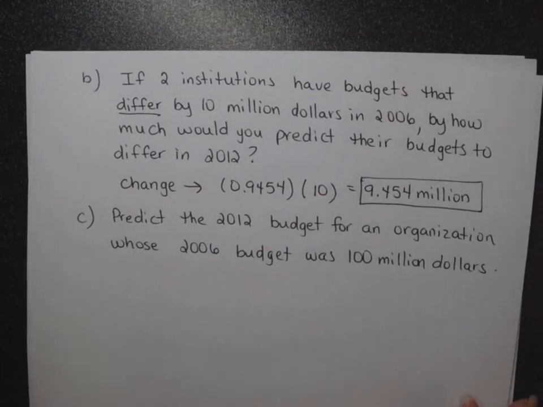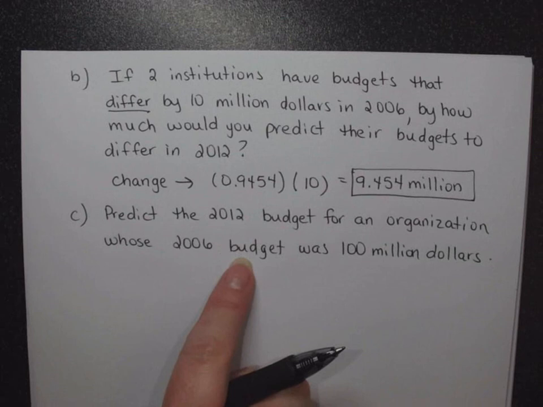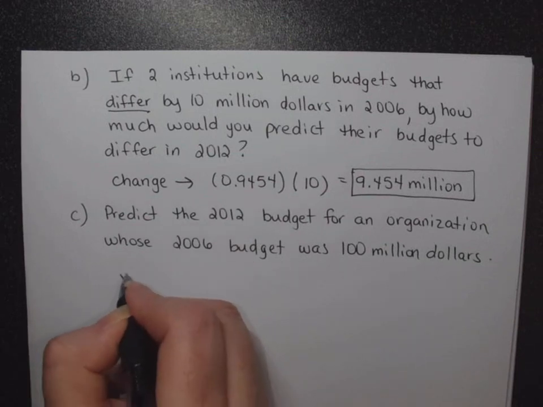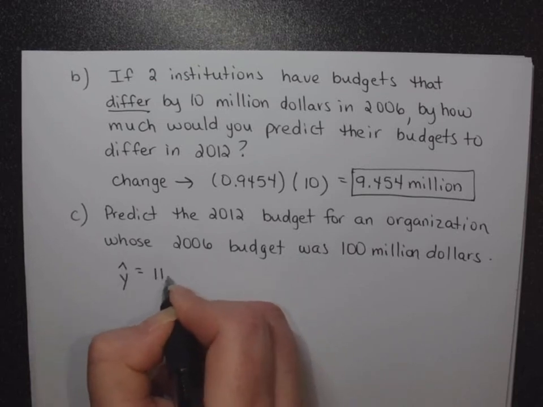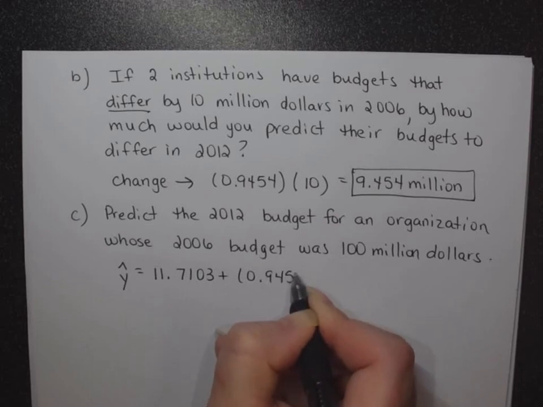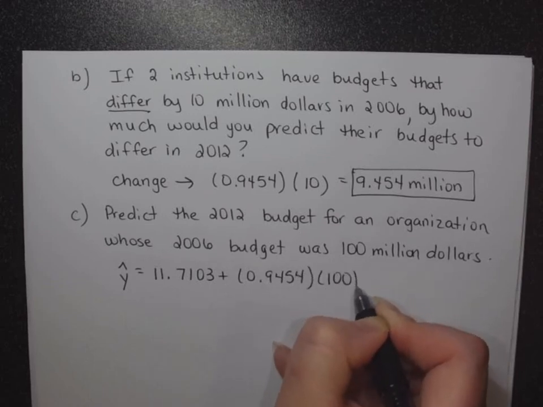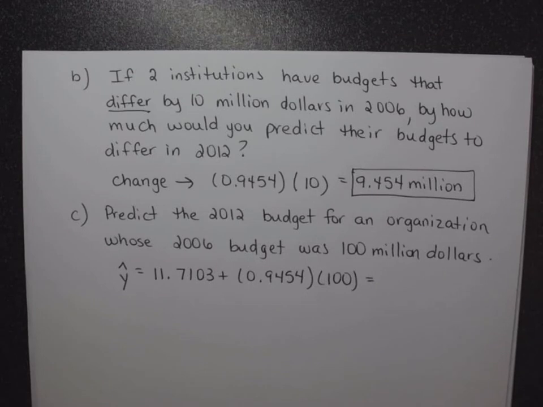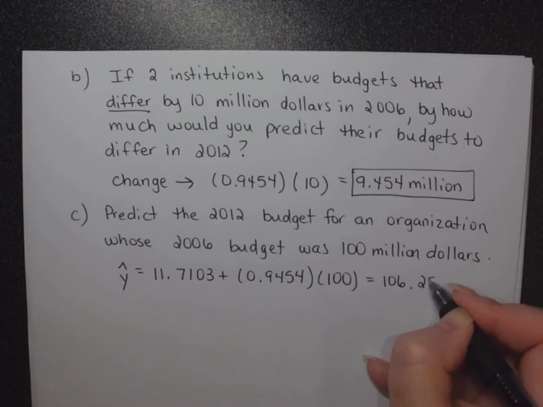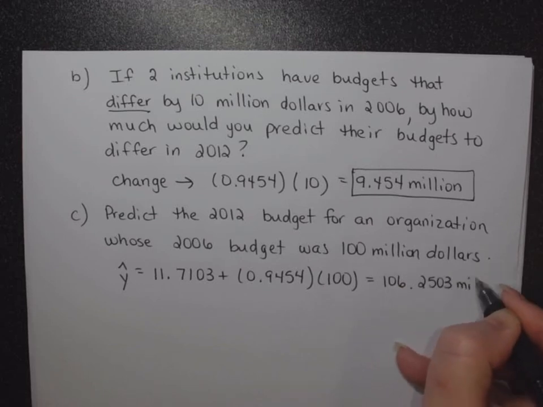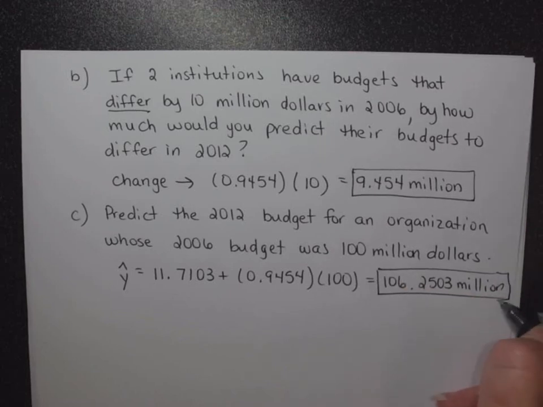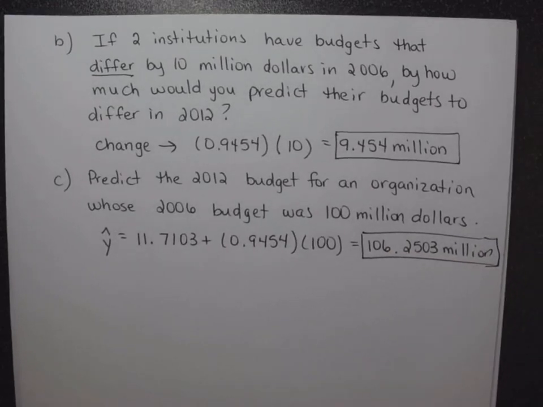Okay. So we're trying to predict 2012 from 2006. Remember, X is 2006, Y is 2012. Okay. So it would be Y equals the 11.7103 plus the slope and then times 100. Okay, make sure that if you were writing this answer out that you remember that it's in millions of dollars, right? So it's 106.2503 million. So they're pretty sure they're going to get it, and they're actually going to get a raise.